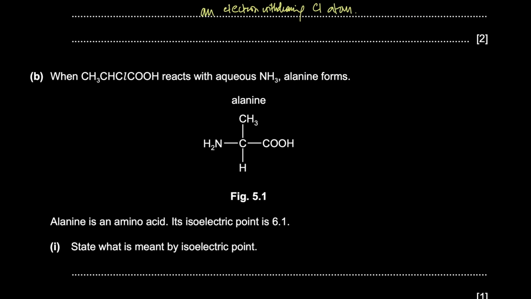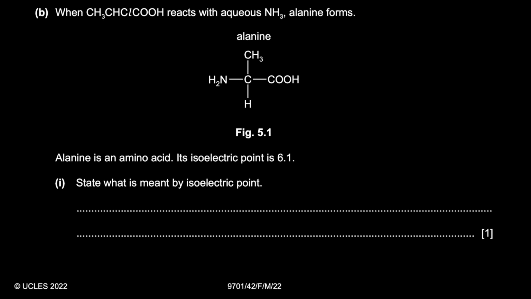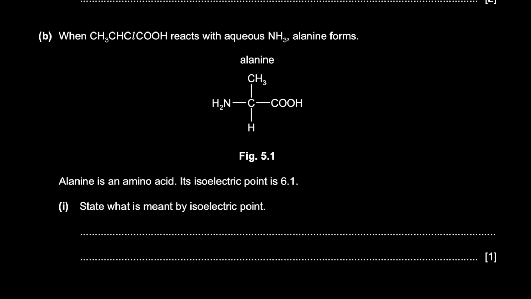When CH3CHCl CO2H, that is 2-chloropropanoic acid, reacts with NH3, alanine forms. Alanine is an amino acid. Its isoelectric point is 6.1. State what is meant by the isoelectric point.